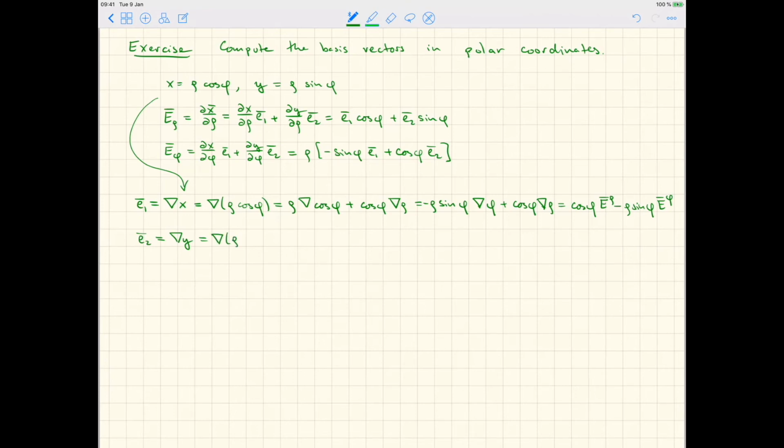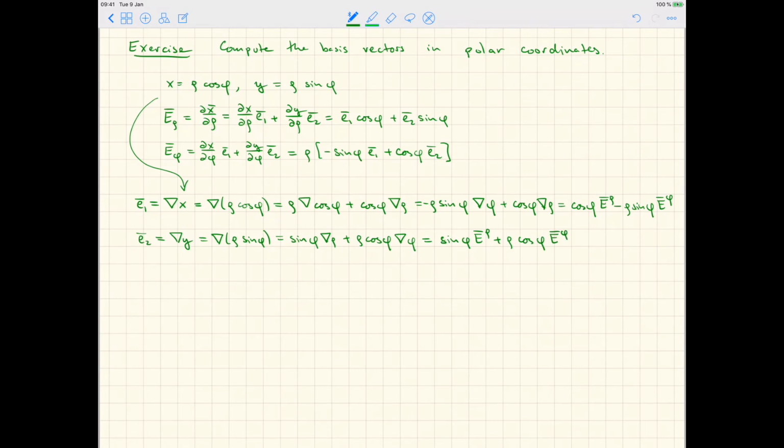We can do the same for E2, which is equal to the gradient of y, and we find that this is the gradient of rho sine phi, which is equal to sine phi times the gradient of rho plus rho cosine phi times the gradient of phi. Or in terms of the dual basis vectors, sine phi E rho plus rho cosine phi E phi.